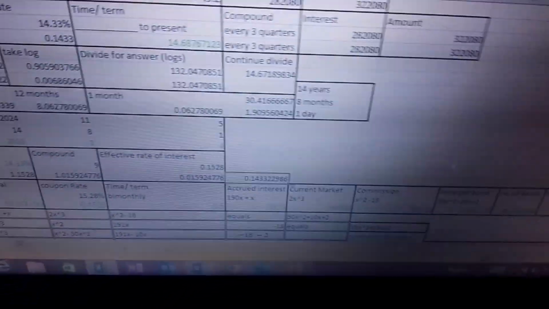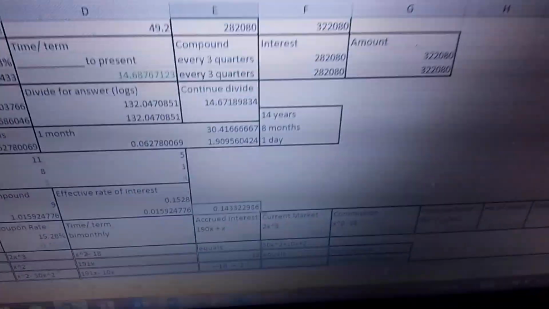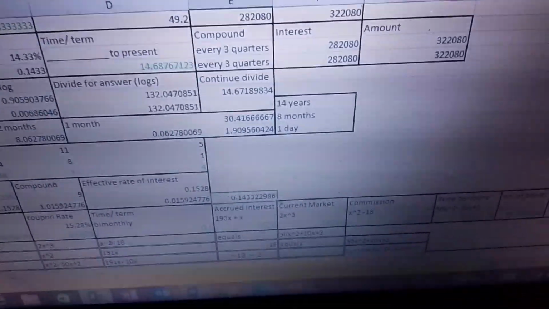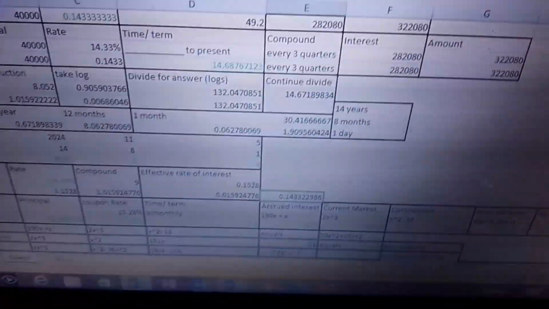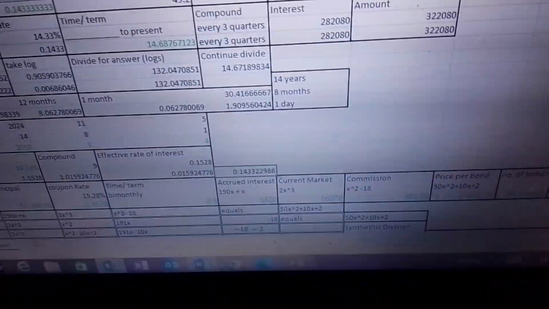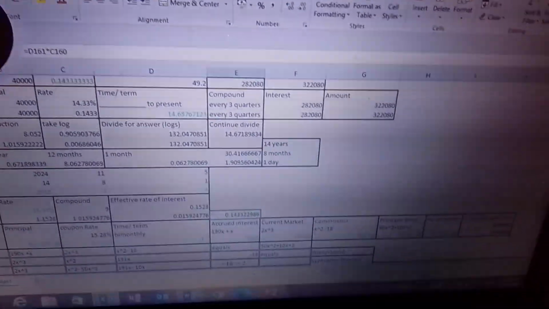So, the answer is yes. Even if the interest rate were compounded annually at 15.28%, you will still get the same amount by the end of the term. Yes! And that's the right answer.